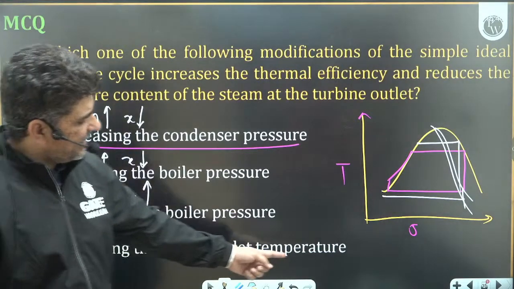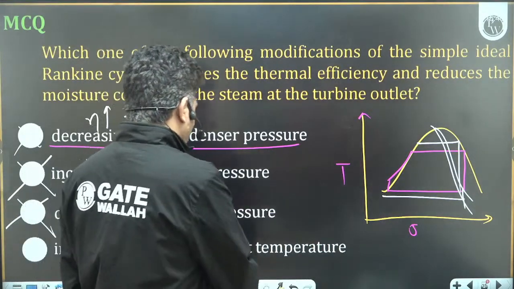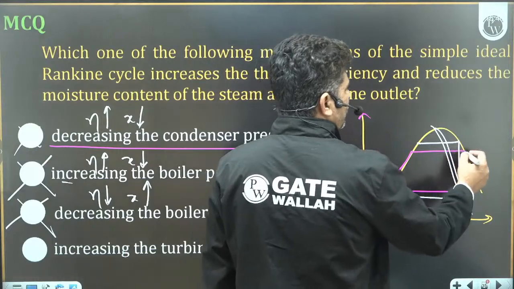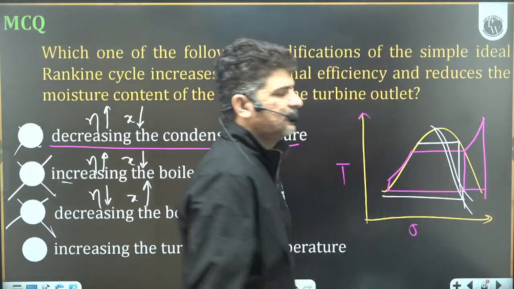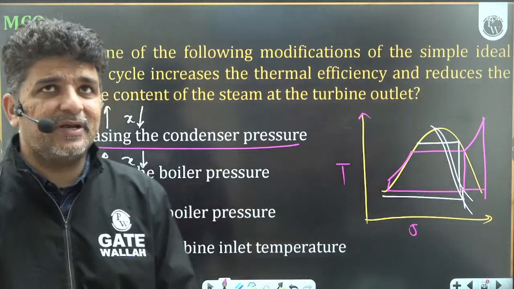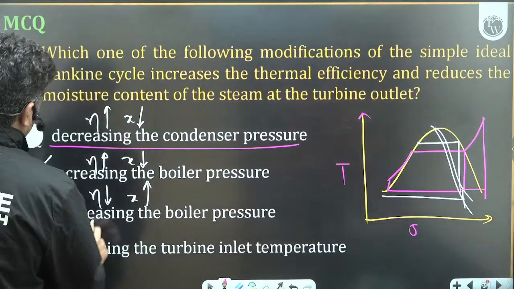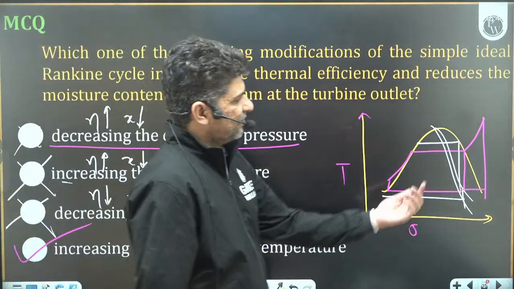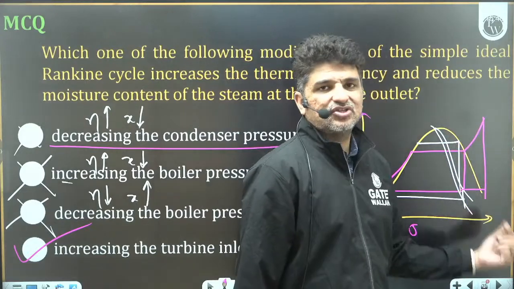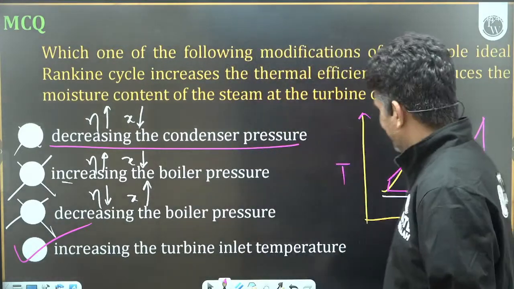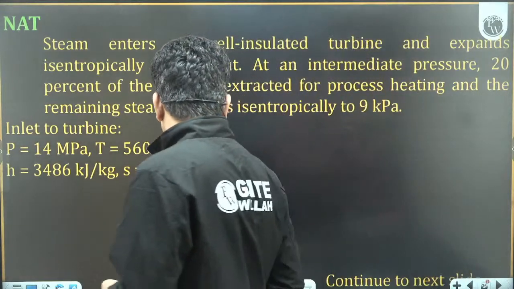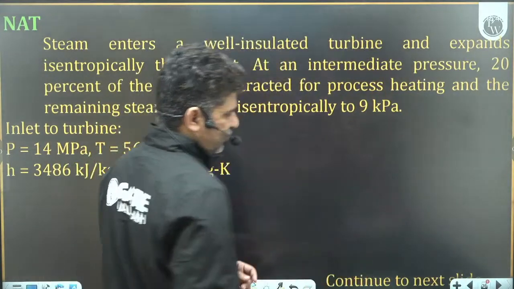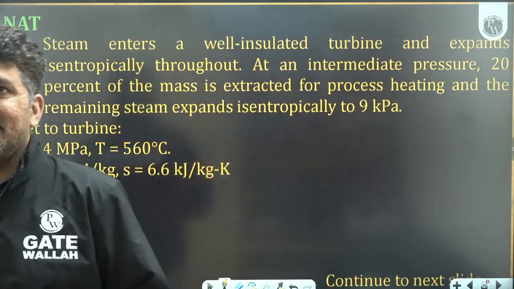Increasing the turbine inlet temperature. When you increase the turbine inlet temperature, that means you are making the cycle go into the superheated region. So when you are putting it into the superheated region, your efficiency increases because of this higher temperature, and your dryness fraction also increases. So this was a very easy question, guys. I hope nobody has any doubt regarding that.